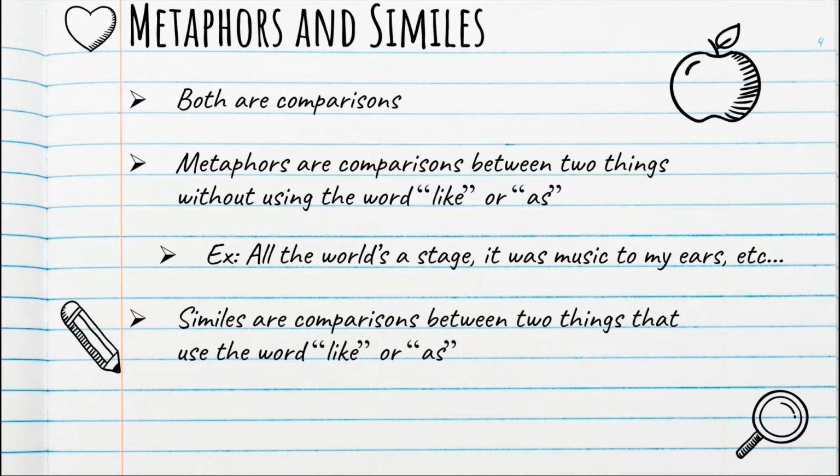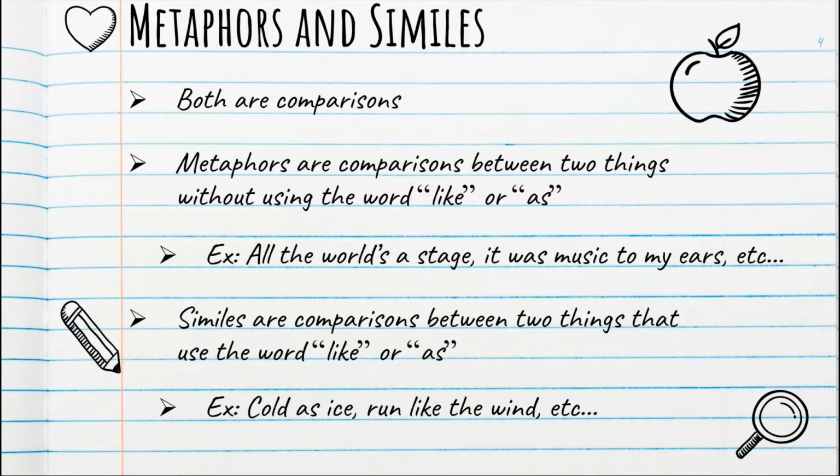Of course, similes are comparisons between two things that do use the word like or as. So, cold as ice, run like the wind. It's a direct comparison. Metaphors are usually a little more vague, a little less specific, whereas similes are, this is it. This is a direct comparison. Cold as ice, run like the wind, right? Hard as brick, whatever it is.